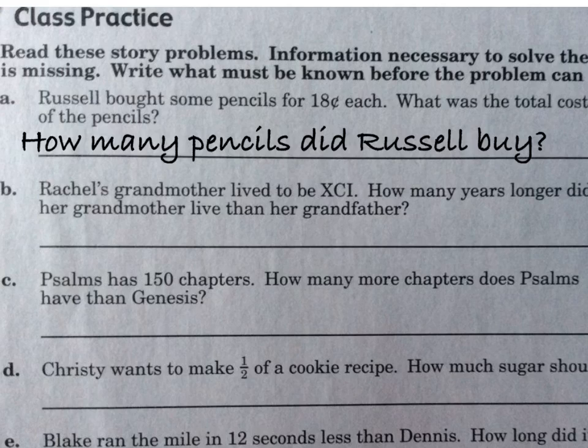So you might be still writing that down. Go ahead and get that written down on your paper. How many pencils did Russell buy? And we'll go ahead and look at B.